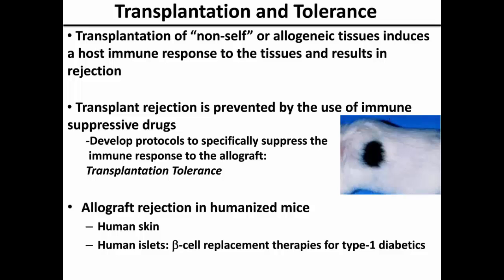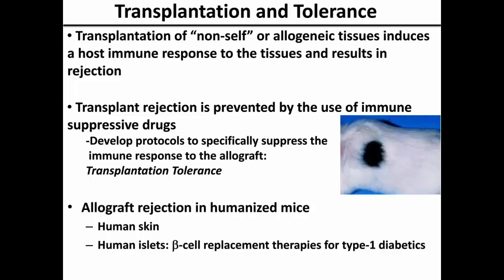Now, in the clinic, we can prevent that transplant rejection with the use of immunosuppressive drugs. However, these are globally immunosuppressive and not only will prevent the rejection of the transplanted tissues, but will prevent the ability of the host to respond to infectious disease or to malignancies. So the goal of transplantation immunologists is to develop protocols to specifically suppress the immune response to the allograft, what we call transplantation tolerance.